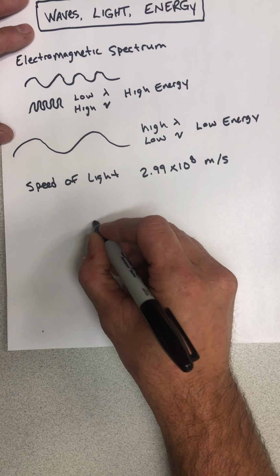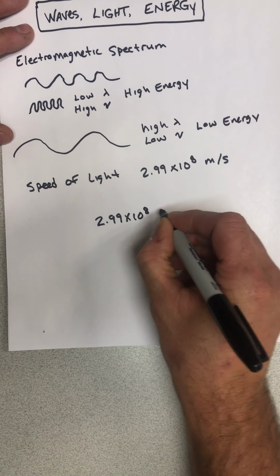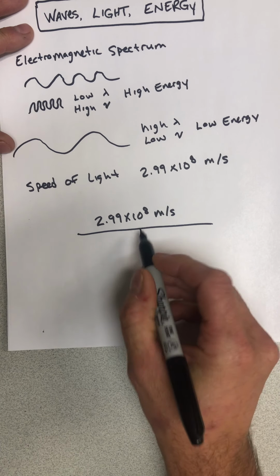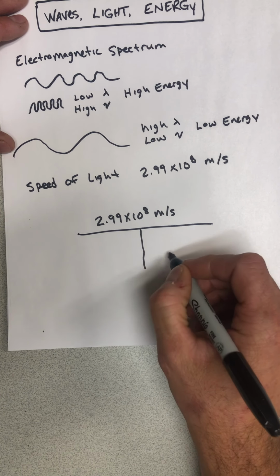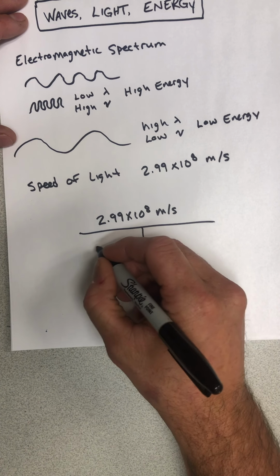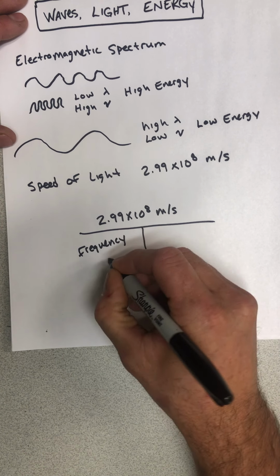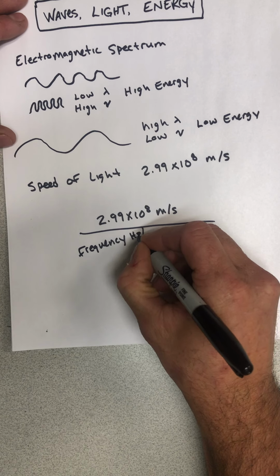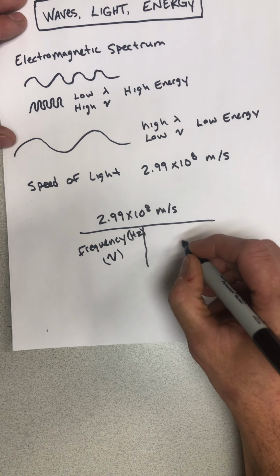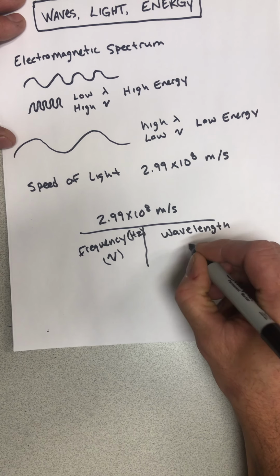And so take this down. We're gonna do a little graphic here: 2.99 times 10 to the 8th power meters per second. This is the wave speed. And we can use this wave speed to calculate either the frequency or the wavelength of an electromagnetic wave. So over here, let's put our frequency, and this is usually measured in hertz. And again, with its little symbol, it sort of looks like a V. And then over here we're gonna put wavelength, which is the Greek letter lambda.